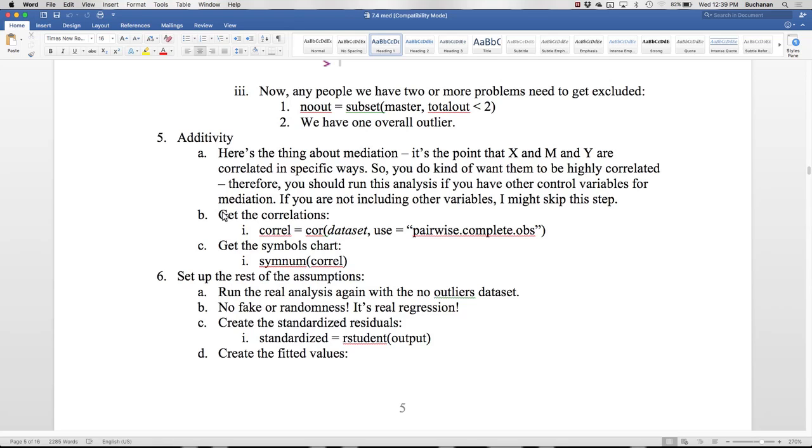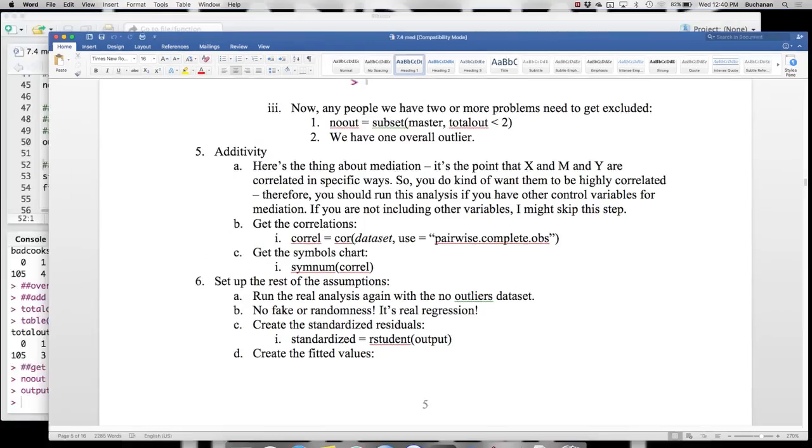So you don't want to actually run an additivity analysis, because then you'd be like, well, they're too correlated, I can't do this. And you're like, wait, that's the point of this analysis. Okay, so don't do it. The only time you would do it is if you have other control variables. So you're looking at this relationship controlling for blah, blah, blah. Then you would probably want to check to make sure your control variables aren't too correlated. If you're doing a traditional 3-variable mediation, you don't run it. It just totes what we're doing. So we're going to skip it.